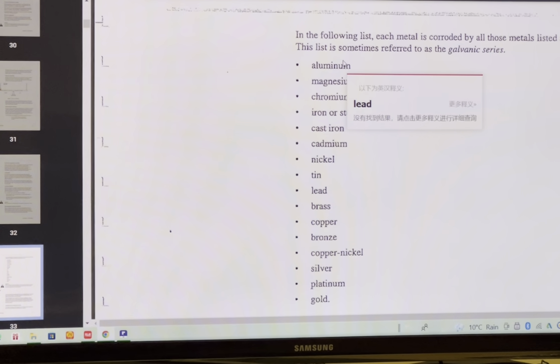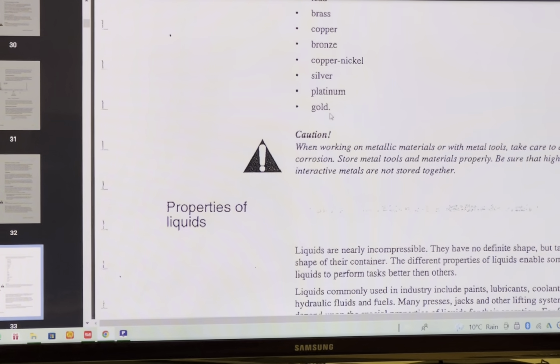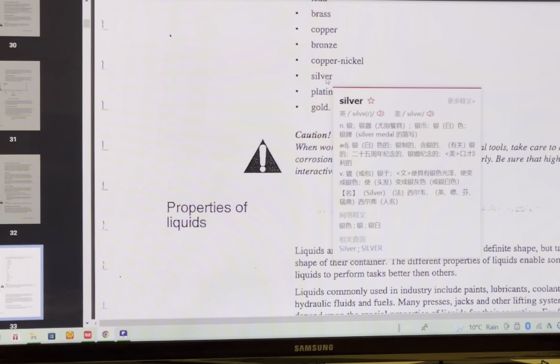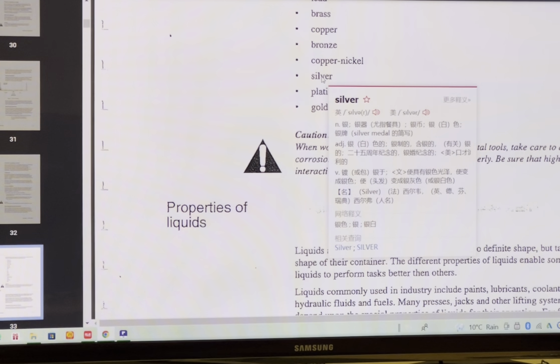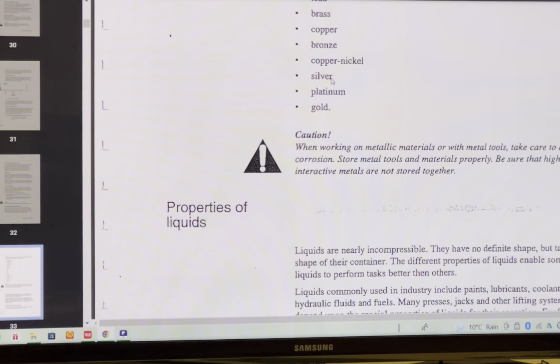Up means less reactive than down. For example, compare gold and silver. Gold is much more reactive, much more negative than silver. That means gold can easily displace the silver. For here, we often use silver for gold.